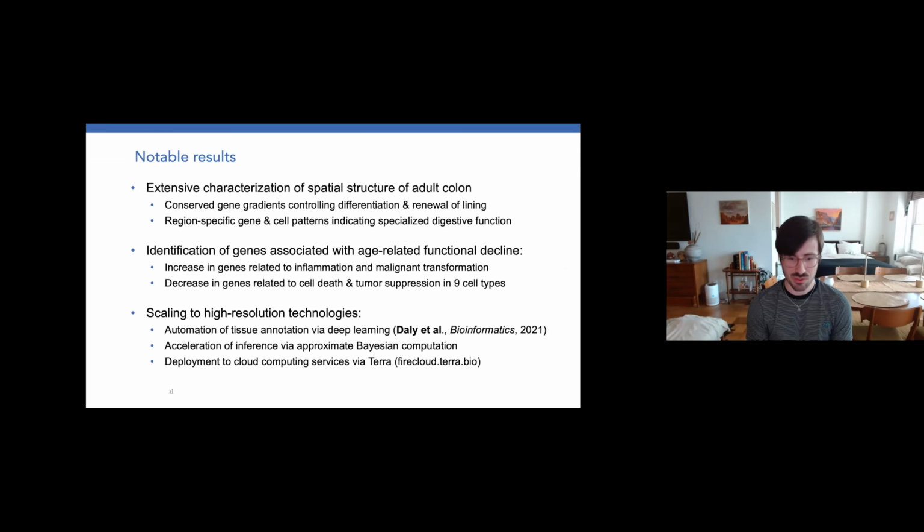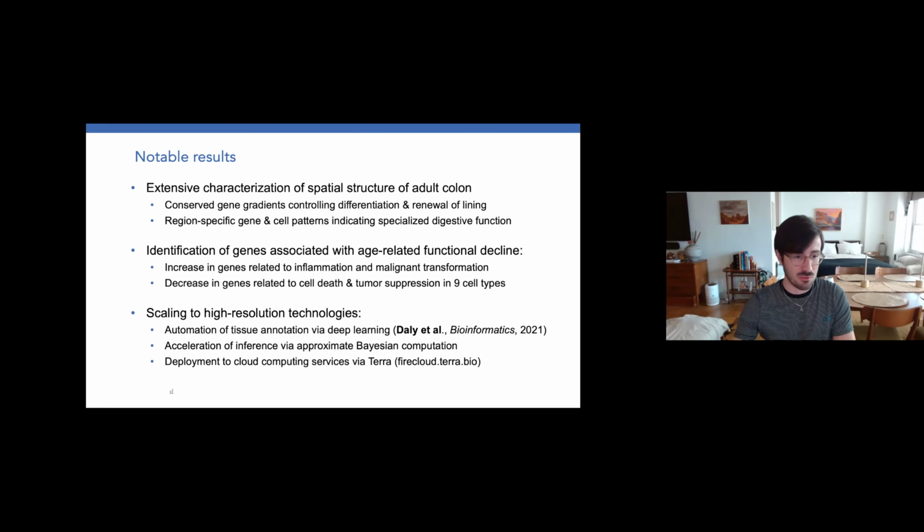And like I said, we also have to think about how we automate the data registration pipeline. So we're not actually going through and manually circling all these cells and saying, this is that cell, this is this cell. When you're dealing with millions of cells all of a sudden, that's no longer feasible. So automating tissue annotation via deep learning, I've written some code to do this, and accelerating the inference, moving from a Bayesian inference, which we have been using, to an approximate Bayesian inference, just necessitated by the increased size of the data.